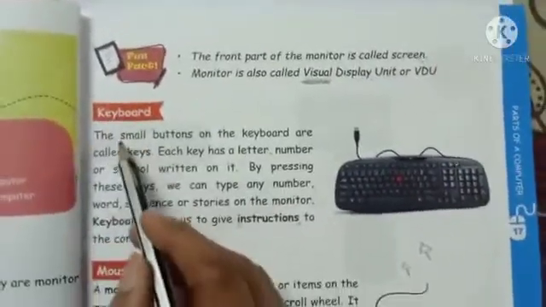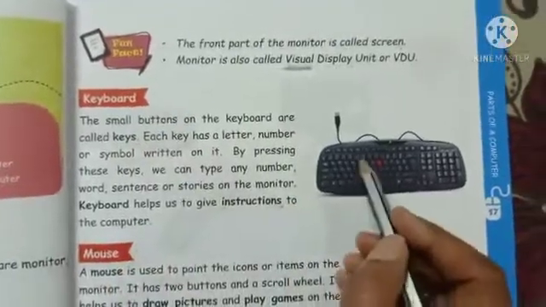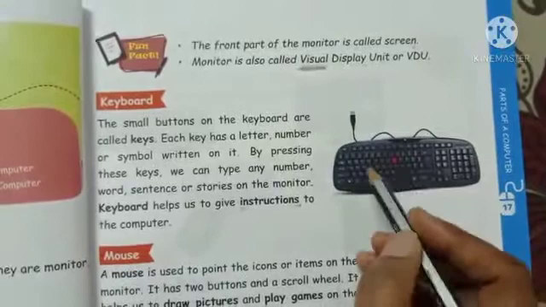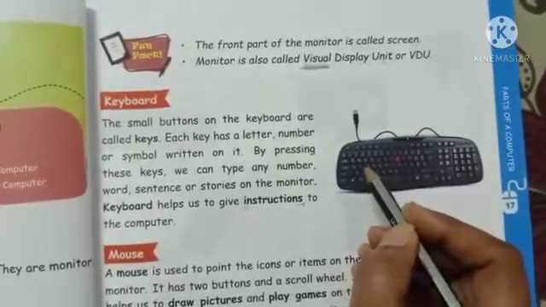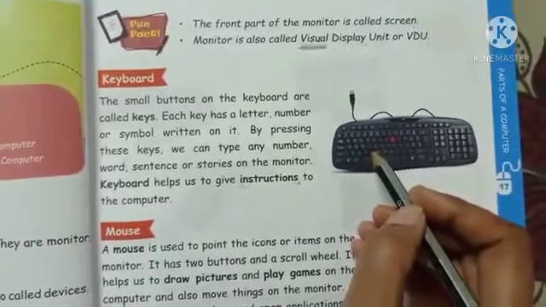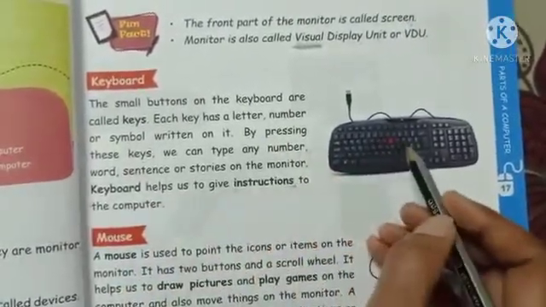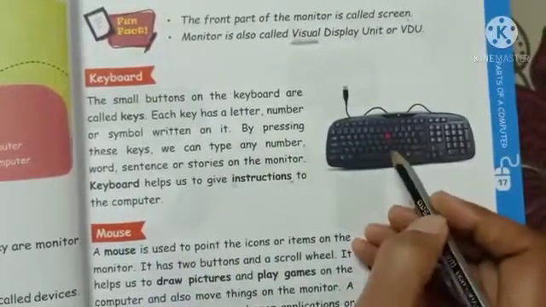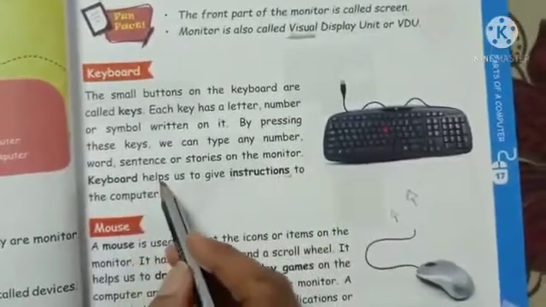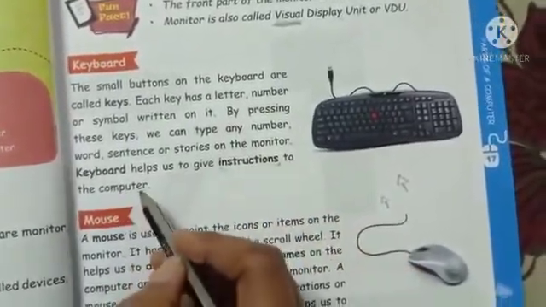Keyboard. The small buttons on the keyboard are called keys. Each key has a letter, number or symbol written on it. By pressing these keys we can type any number, word, sentence, even stories. Keyboard also helps us to give instructions to the computer.